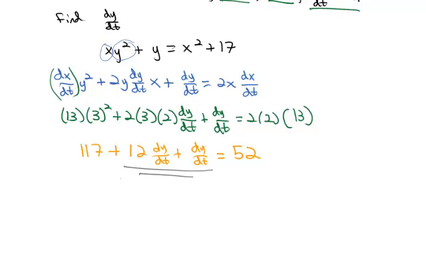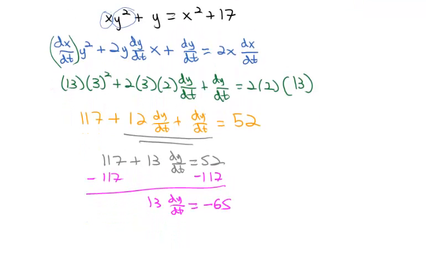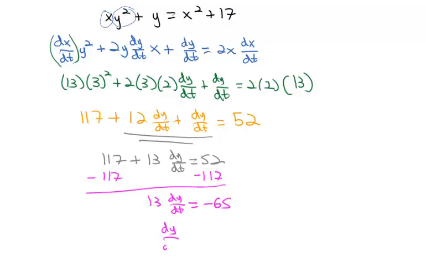Combining like terms then, we've got dy/dt's together to combine, so we have 117 plus 13 dy/dt equals 52. And this is going to be much easier to solve than what we saw yesterday. We'll subtract 117 from both sides. And 13 dy/dt is equal to negative 65. Divide both sides by 13, and dy/dt is equal to negative 5.